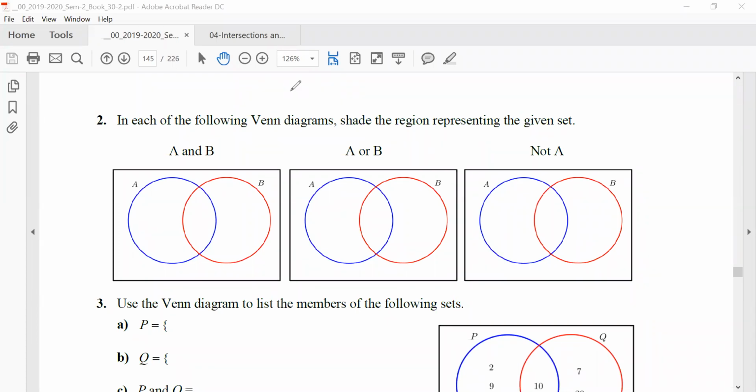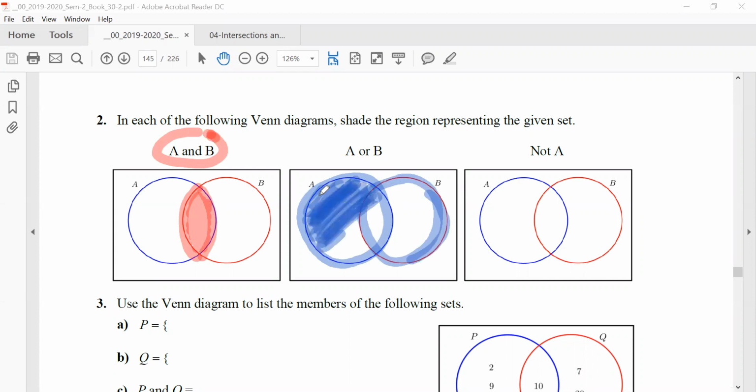So in each of the following Venn diagrams, shade the region representing the given set. Okay, very, very common section. A and B, well, that's the elements that are in both A and B. So right there. Next one, A or B. Well, A or B means I'm in A, or I'm in B, or I'm in both. So there is A or B. One, the other, or both.